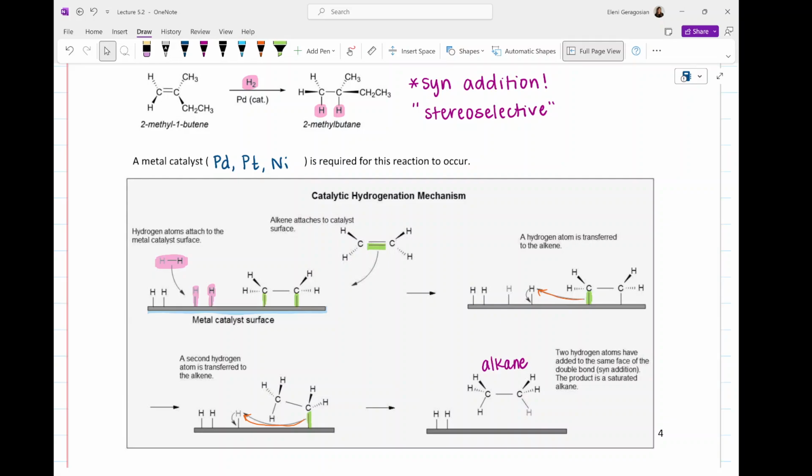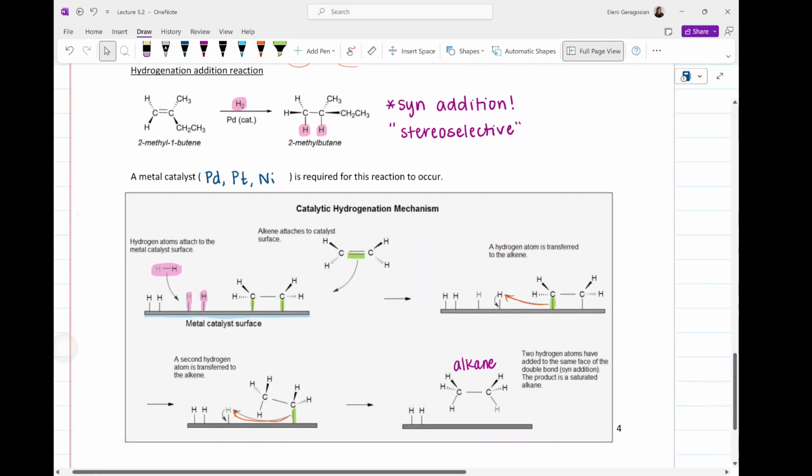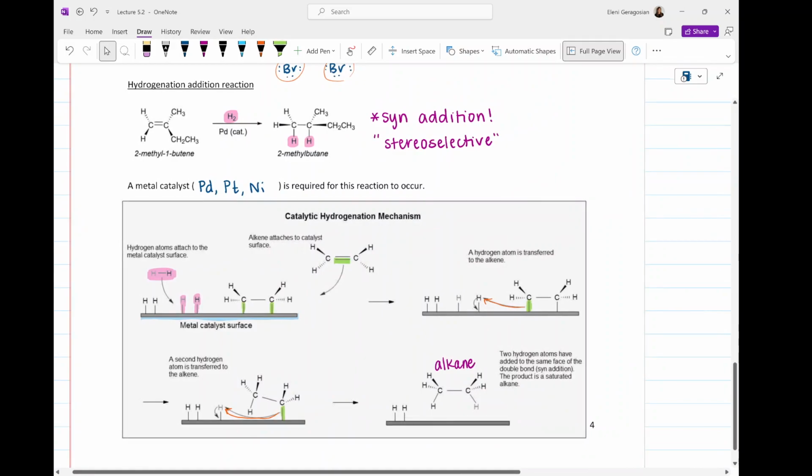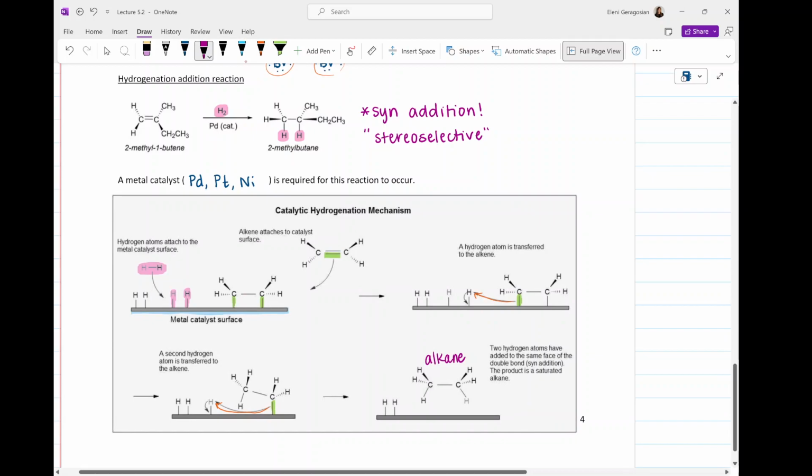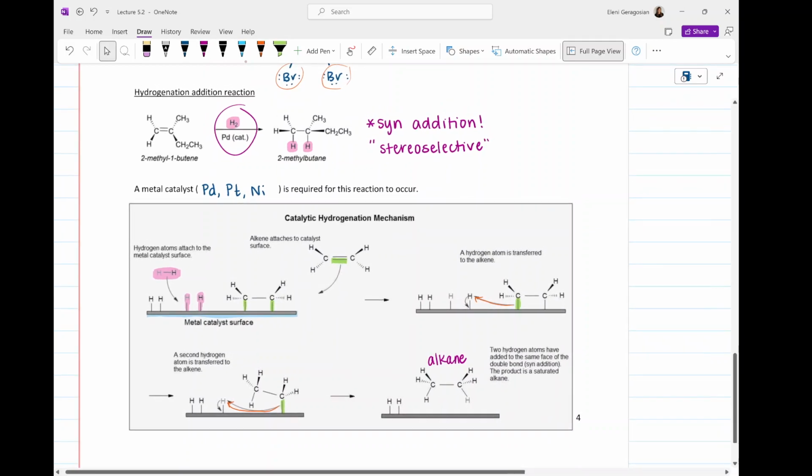So I'll end the video with this concept, and in class we'll do practice. We'll work with these sets of reagents, the H2 and the catalyst, predicting products, or if we're given a product, predicting the starting material. Okay, we'll be done here. We'll continue notes in class.